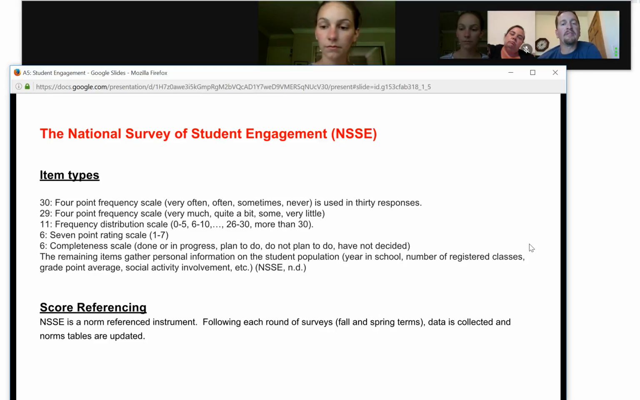The scoring of this test is norm-referenced. Following each round of surveys, in the fall and spring terms when they take the test, results are gathered with everyone who has taken the test and everyone who took the test previously, and the norm tables are then updated. It was mentioned that in 2000, when the test was released, the results were released with norm tables built from 1999 and prior, from its piloting. Every year since, that data is collected and the norm tables are updated.